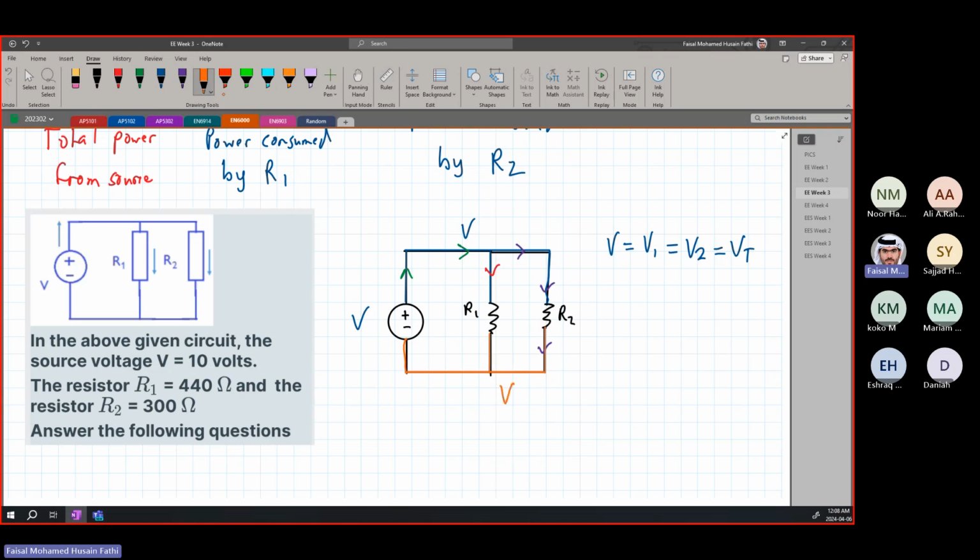Let's call this V0, for example. The voltage here is also the same, and usually we consider this as ground, so we call this 0. I will explain it a bit more in a bit, but first let's look at the current.